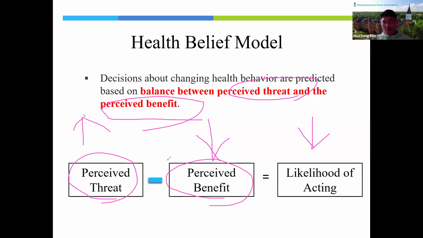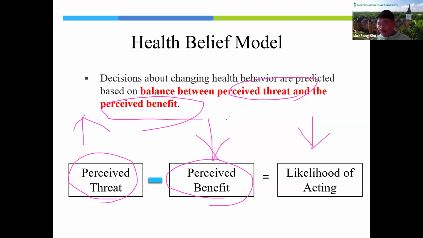For example, we talk about type 2 diabetes. Obese people are more likely to get type 2 diabetes, and getting it causes serious consequences like death. Also, they have a family history of type 2 diabetes. So they have a higher perceived threat. But to take action against type 2 diabetes, they choose exercise, and they believe the perceived benefit of exercise is lower. So the balance between perceived threat and perceived benefit does not cause this behavior.